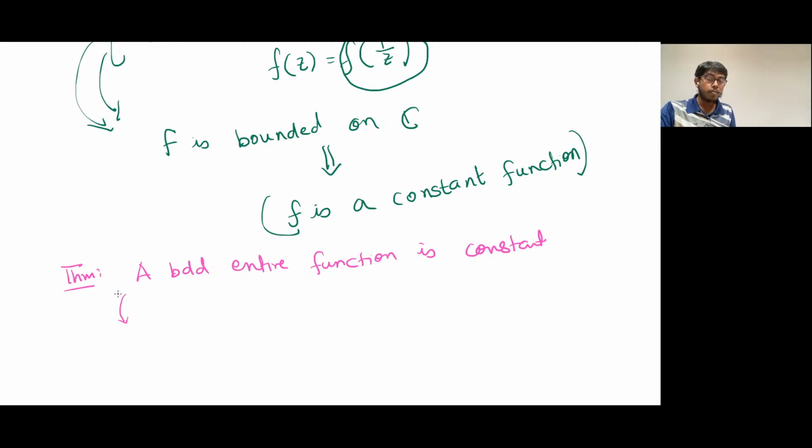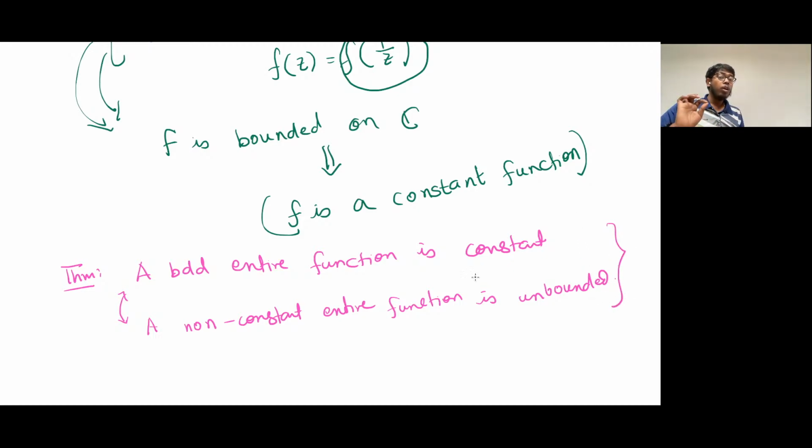Or in other words, a non-constant entire function is unbounded. Okay. So since here we have proved that f is bounded, and it is already given that f is an entire function, so bounded plus entire implies that f is a constant function.